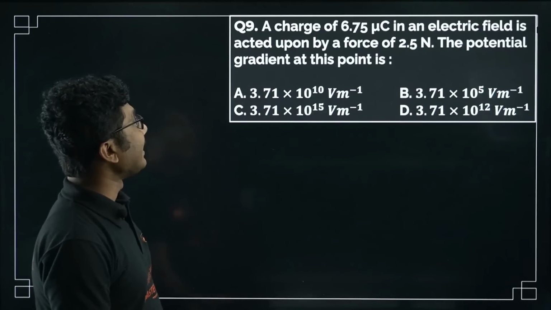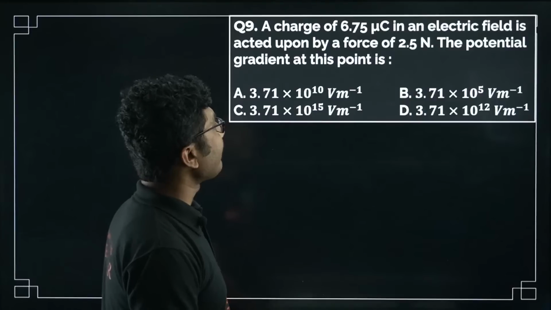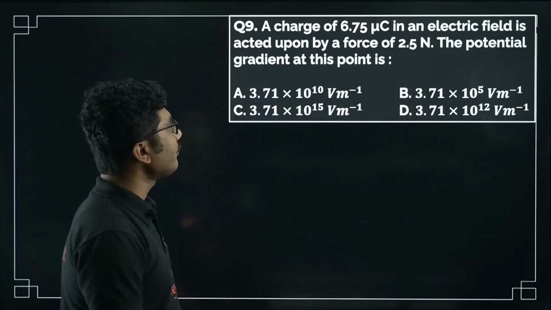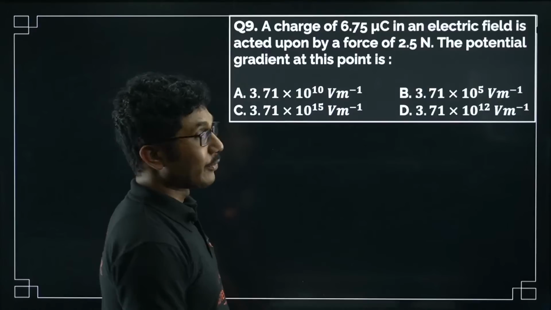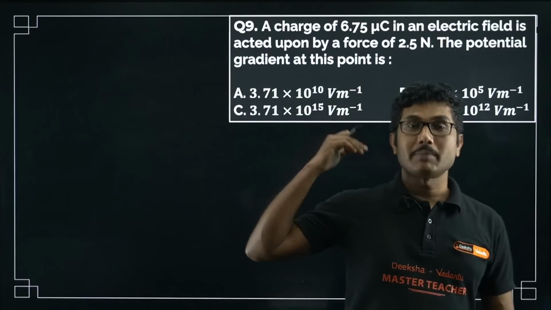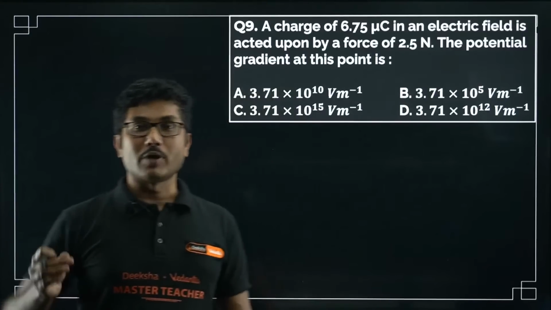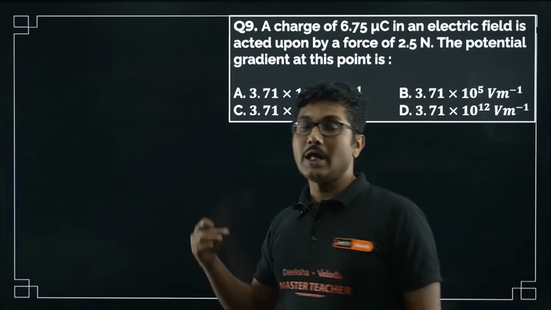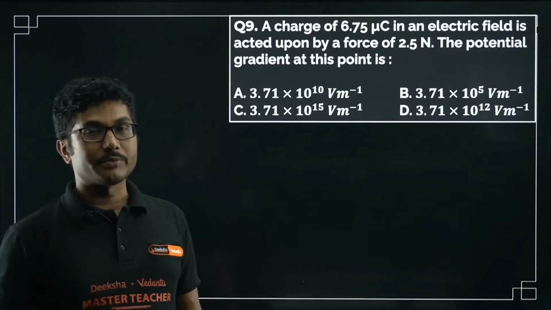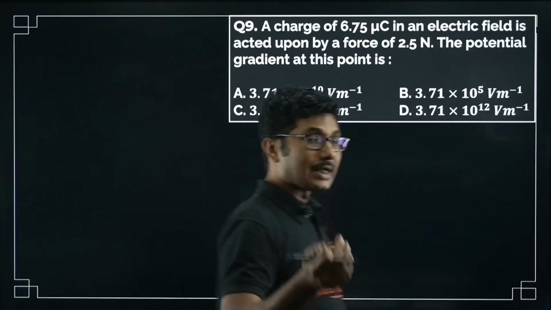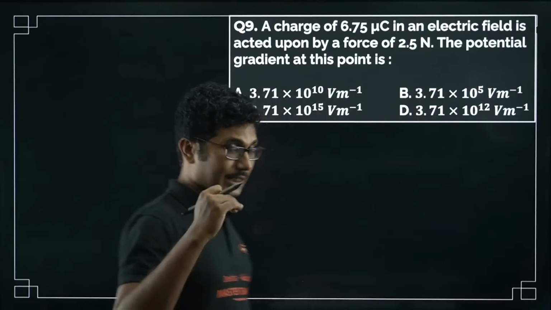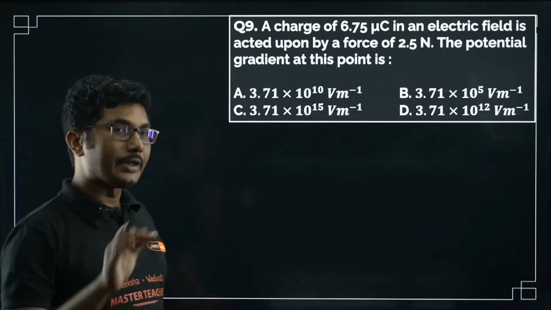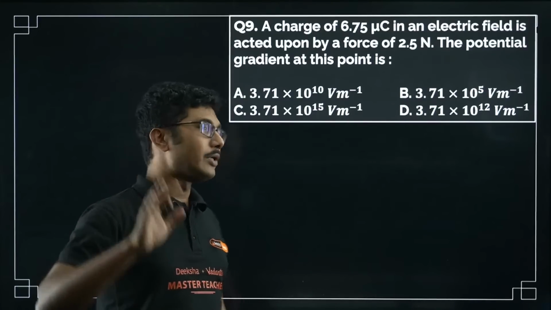Now, question number 9. A charge of 6.75 microcoulomb in an electric field is acted upon by a force of 2.5 Newton. Now, last problem of today's series, question number 30 is from PYQ, and it is one of the most difficult questions in the KCET exam. In fact, if that question comes in the JEE mains exam also, I know 90% of the students would not be able to answer it if it is asked in the same manner that was asked in KCET. Now that is a known question now.